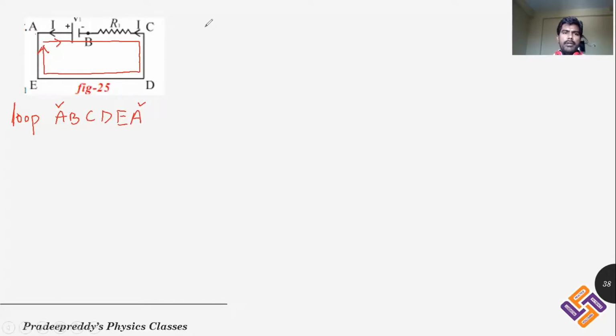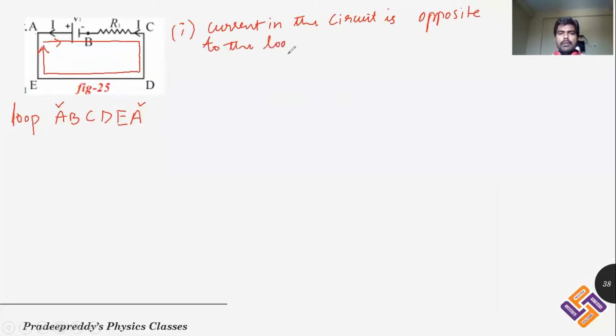So point number 1 to be noted is that the current in the circuit is opposite to the loop chosen. Don't worry about it. Current may be in the same direction or in the opposite direction. We already defined sign conventions, right? So according to that sign convention, whether you are going in the opposite or the same direction, you will use those sign conventions and write down the KVL equation.